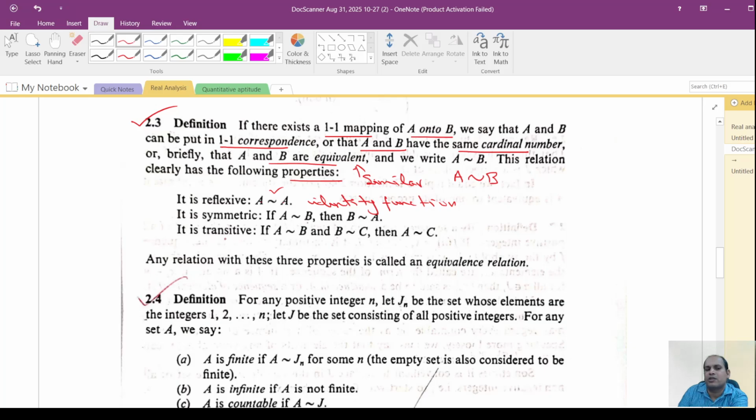Similarly, for transitive, given that A is equivalent to B and B is equivalent to C, this means there exists at least one bijective map between A and B and the same from B to C. So, use the composition of mappings. This is the hint I am giving, one can try this. So, we have covered that remember this relation, the relation of similar or equivalent, is an equivalence relation.